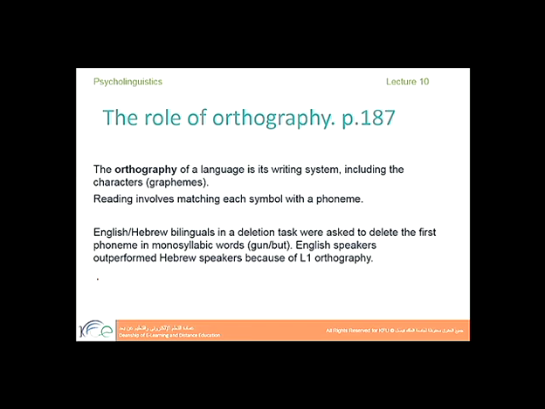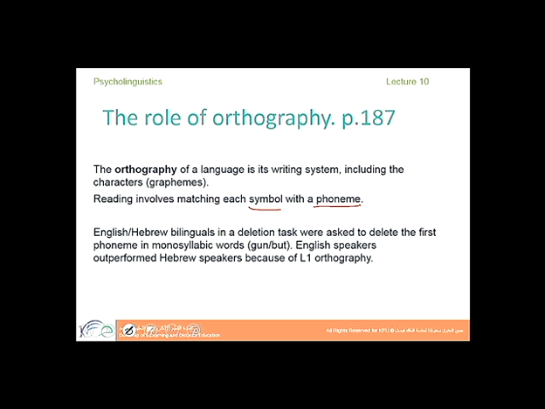One might ask, first of all, what do we mean by orthography? Orthography of a language is its writing system, so including all the characters, the graphemes, and all of that. So what happens in reading? When you read, you match symbols with phonemes. Symbols with phonemes. So for example, this shape represents that sound.